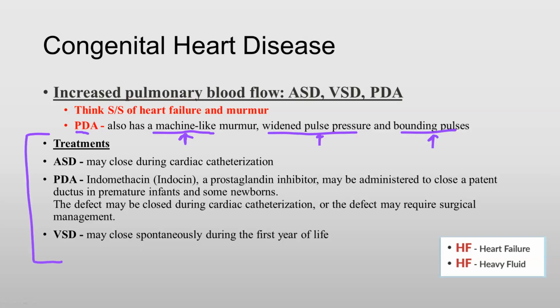Our treatments are pretty straightforward. For atrial septal defect, they're probably going to go to the cath lab and we'll take care of it down there. With PDA, we're going to include the use of indomethacin. So we're going to hope that that closes that patent ductus arteriosus. And again, this can be done during cardiac catheterization or may require surgical management. VSD, we're hopeful that that just closes on its own in that first year. However, if you are symptomatic, we can certainly do other procedures.